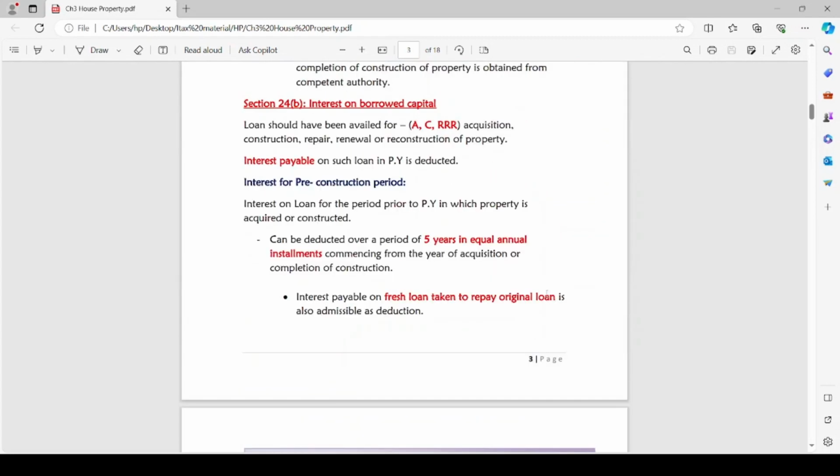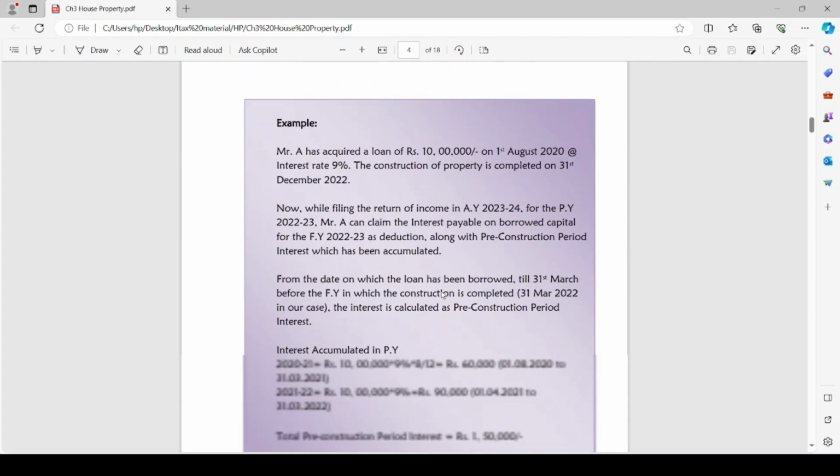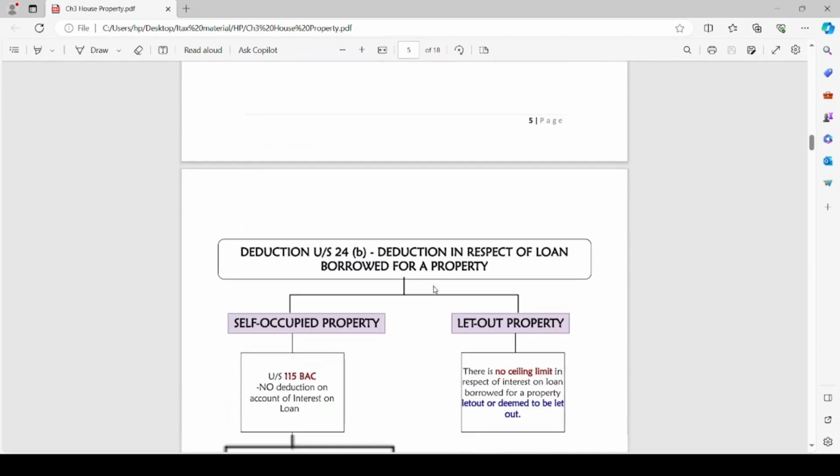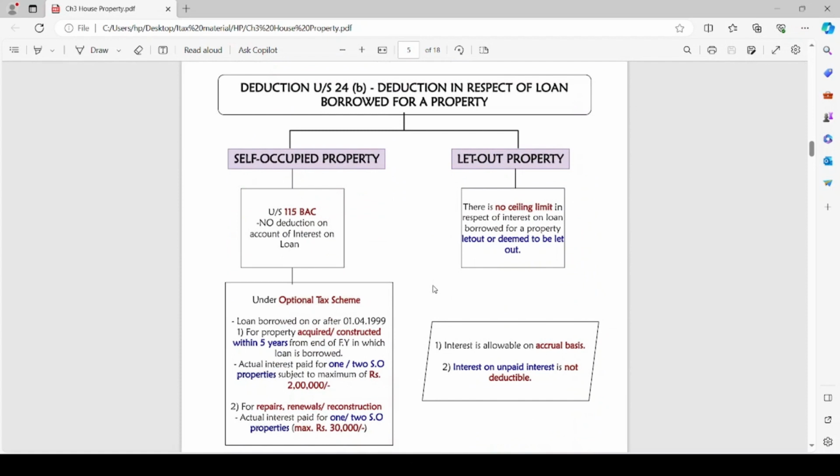Coming back to section 24B, we have left out one point, that is, interest payable on a fresh loan taken to repay the original loan is also admissible as deduction. Here the assessee has taken a fresh loan to repay the original loan. Interest on such fresh loan can also be claimed as deduction under section 24B.